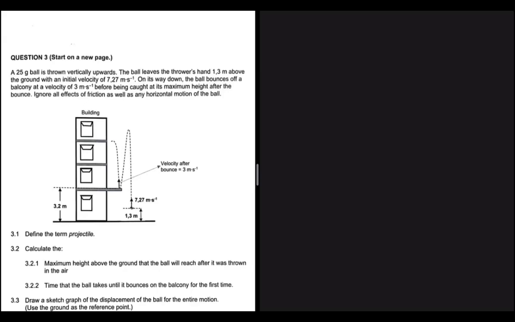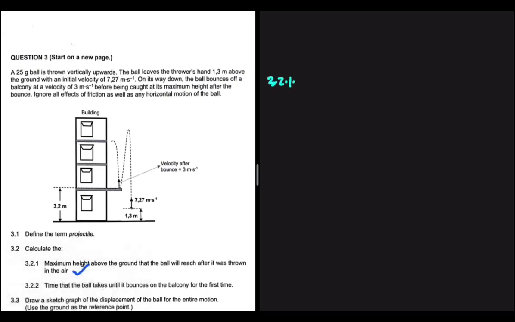Define the term projectile. So a projectile is an object that is moving under the influence of gravitational force only. 3.2.1 Calculate the maximum height above the ground that the ball will reach after it was thrown in the air.